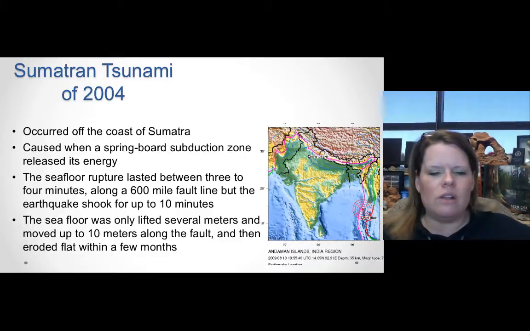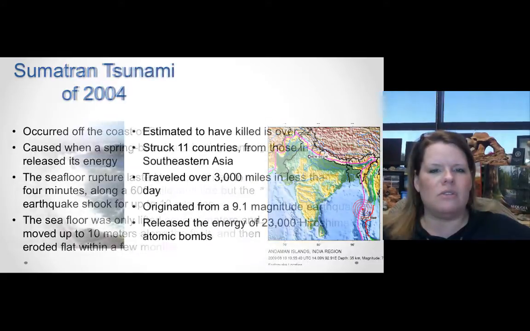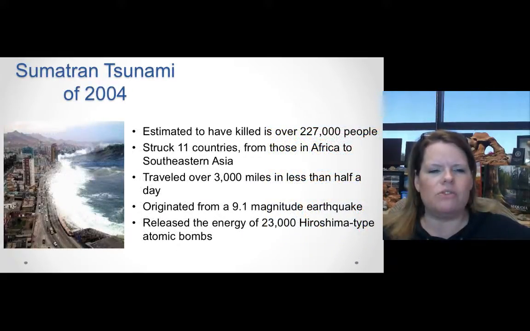So the seafloor was only lifted several meters and moved up to 10 meters. Several meters is like 6 feet. But it offset by about 10 meters, which is 30 feet. And some places you'll read it was offset by 50 feet. So regardless, it's eroded flat within a few months due to ocean currents at the bottom of the ocean.